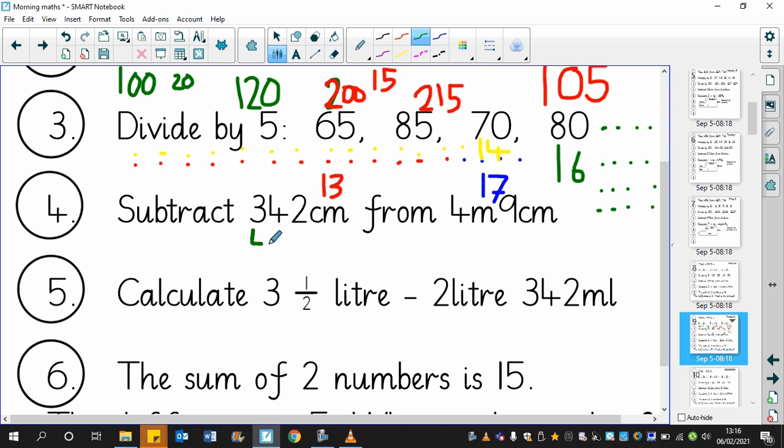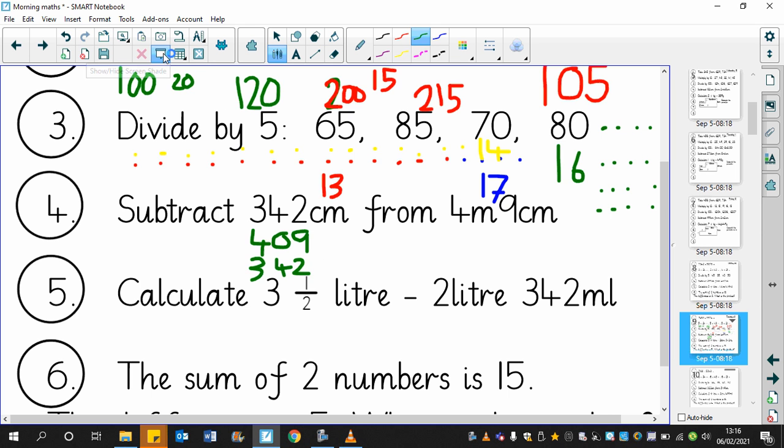So 4 meters and 9 centimeters is 409 centimeters. Remember, we have to convert, okay? And then take away 342.